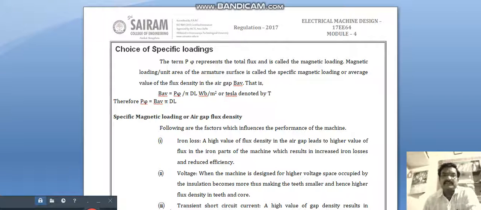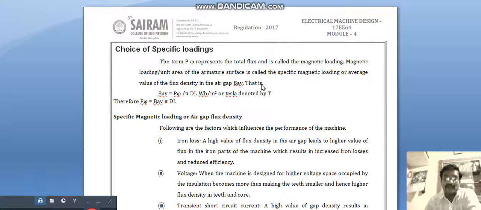Hi to all. In this video, we are going to see choice of specific loading for three-phase induction machines. The term P pi represents the total flux. That means total magnetic loading. Magnetic loading per unit area of the armature surface is called specific magnetic loading. Note that magnetic loading per unit area is the specific magnetic loading, and P pi is the total magnetic loading.